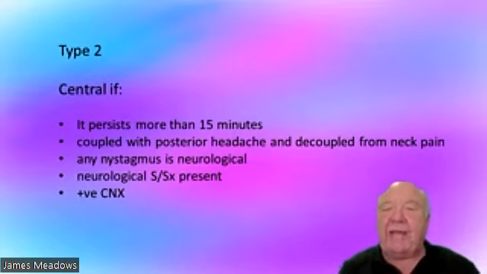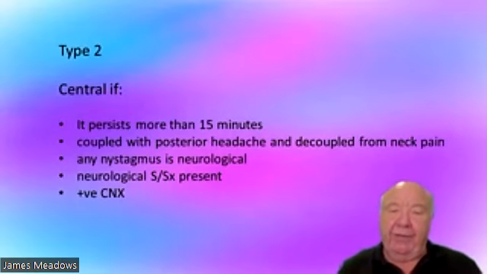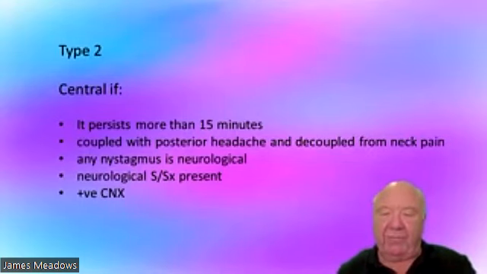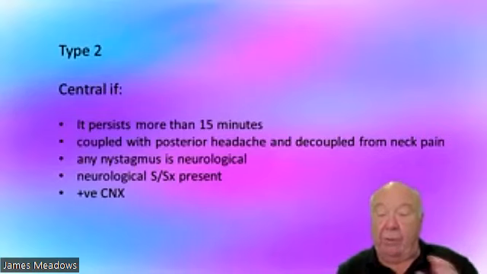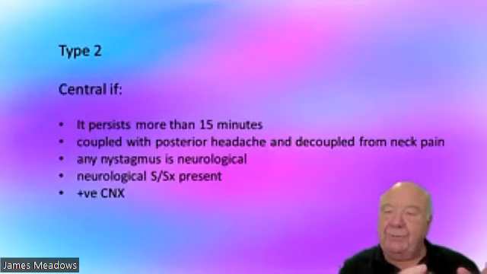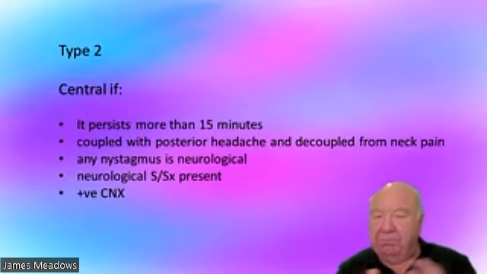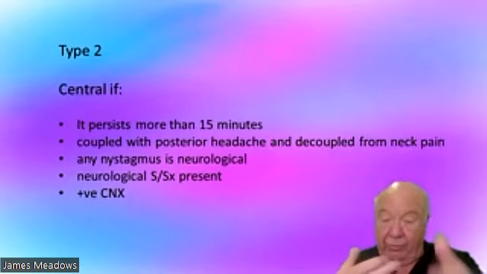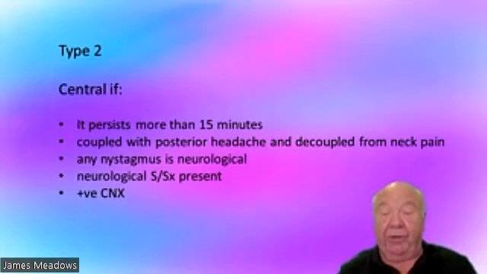Any nystagmus with type 2 dizziness is neurological. Now, with vertigo and even oscillopsia, the nystagmus may be because of the vestibular ocular reflex being messed up. Here, there is no problem with the vestibular ocular reflex, there's no illusion of movement, so any nystagmus is neurological. So it means that any blurring of vision with this is also neurological. So pull it out. It may be due to the nystagmus, but the nystagmus is caused by a neurological problem.